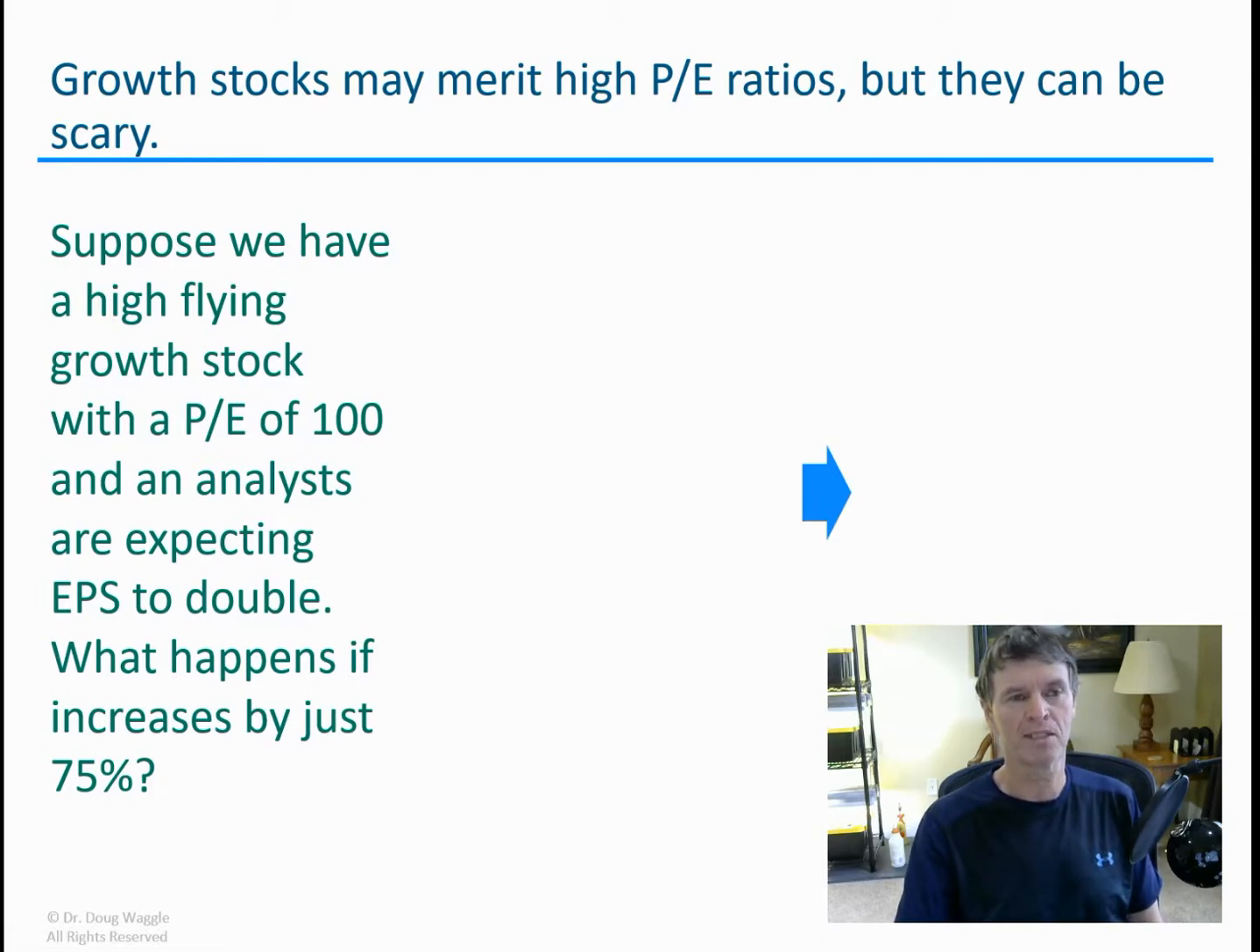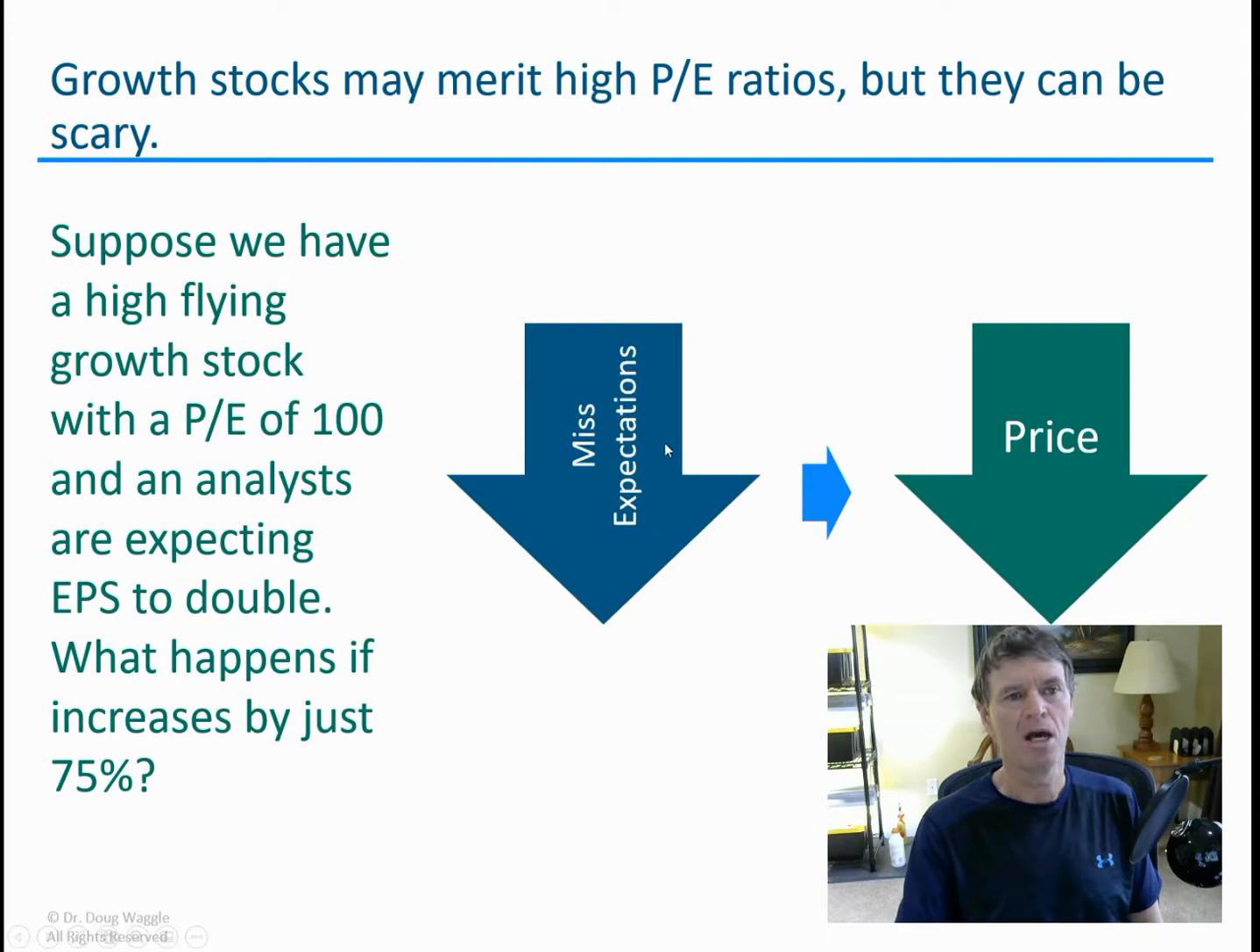What's most likely going to happen to the stock price? If you miss expectations, even if you do something really good, the price is going to go down, because the price was based on those expectations. That's just a potential issue with growth stocks. If they miss expectations, even if they're doing great, the price could drop. So you can have a stock where earnings go up by 75% and the price goes down because we expected better.